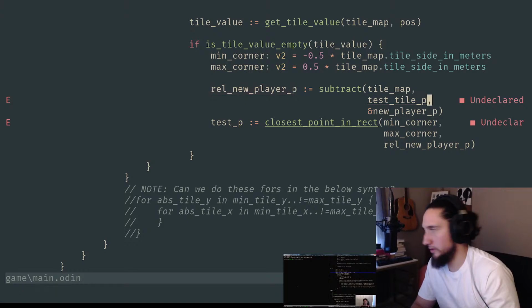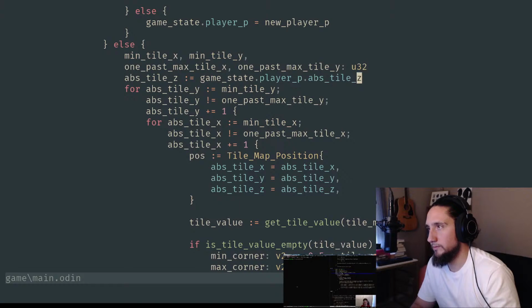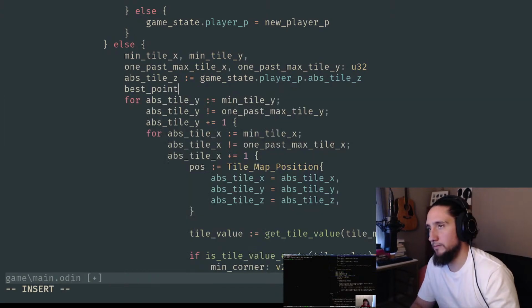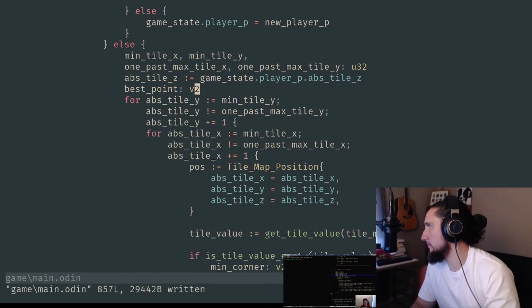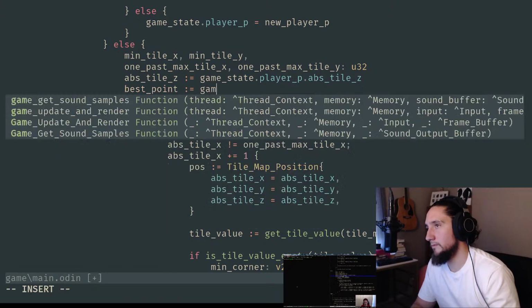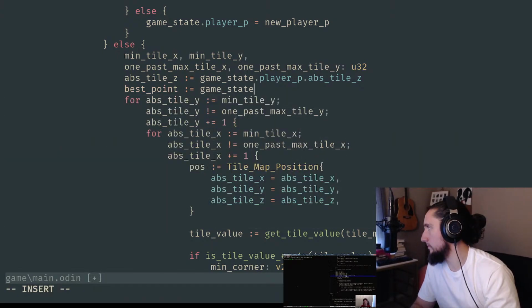Test tile P is still, he still doesn't come up with that. I guess I should wait for him to finish. I'll let him finish. We have our best point. Our best point is going to be wherever we start. So the way that I'm going to treat this is going to say wherever the player is right now, that's going to be the best point, right? So the tile map position that we expect, our best player P, is going to be wherever he is right now. That's just what we're going to do.